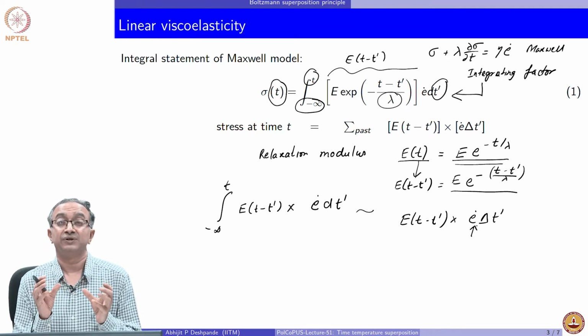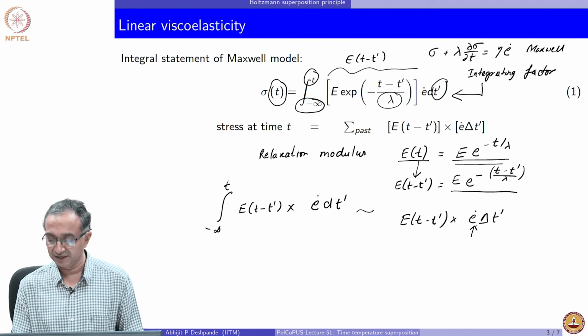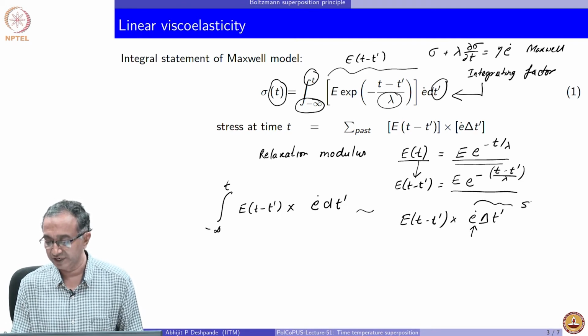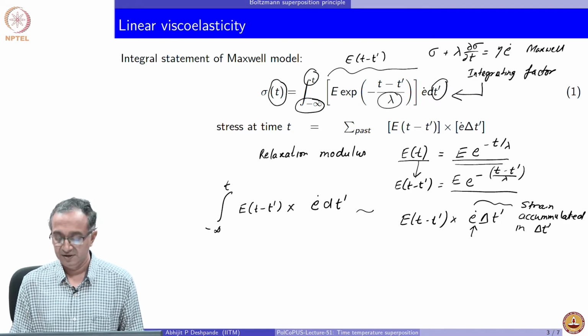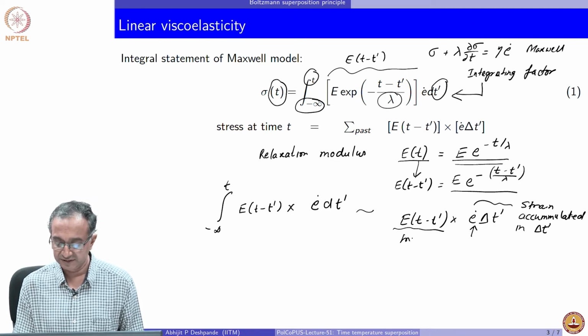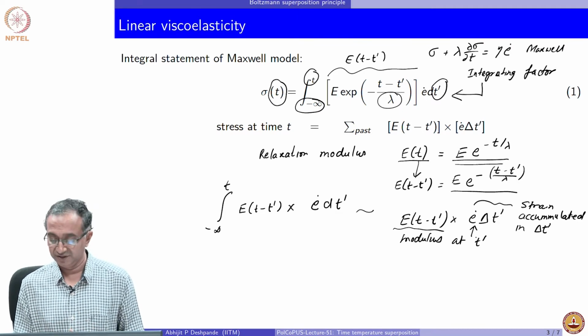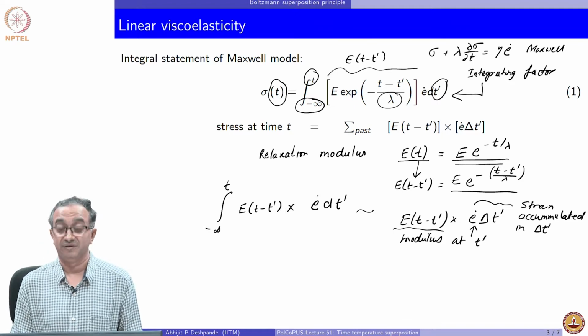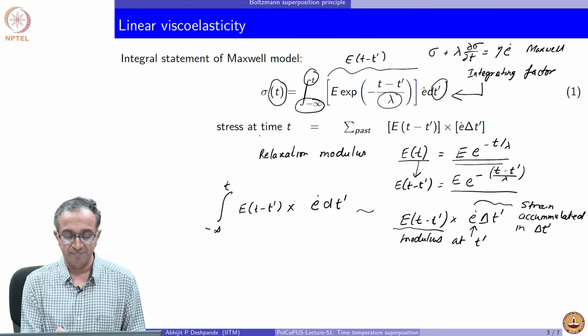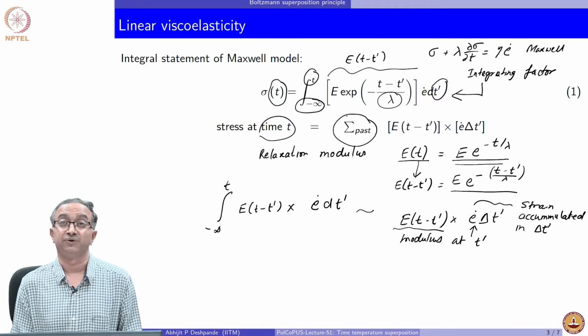So, strain rate into delta t gives us the amount of strain that has accumulated in delta t time. So, this is the strain accumulated in delta t prime interval, and this is basically the modulus at t prime. Therefore, stress can be evaluated at time t by summing up all such past contributions.